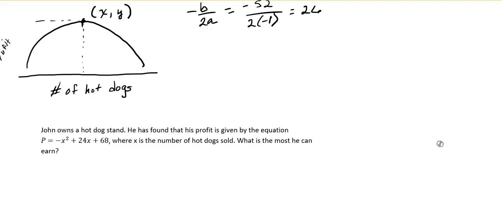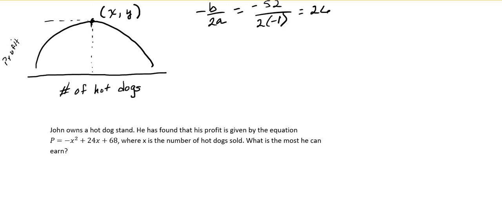So I'm still going to use this same sketch that I used in the problem above. I still have my X-axis being the number of hot dogs and my Y-axis being profit. But in this problem, I want to find the Y-coordinate of the vertex. I want to know how much money is the most he can earn. I'm still going to need to start with negative B over 2A to find the X-coordinate of the vertex. And then I'm going to plug that number back into my formula to find the Y-coordinate.